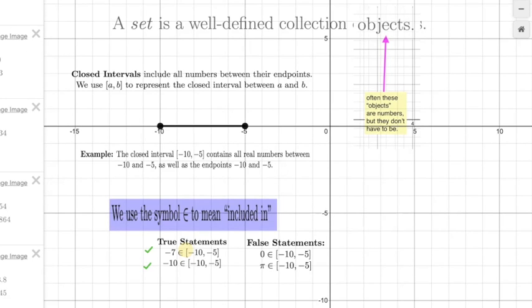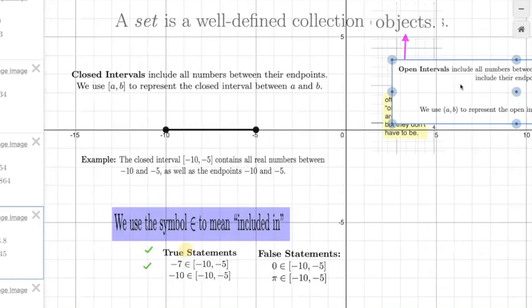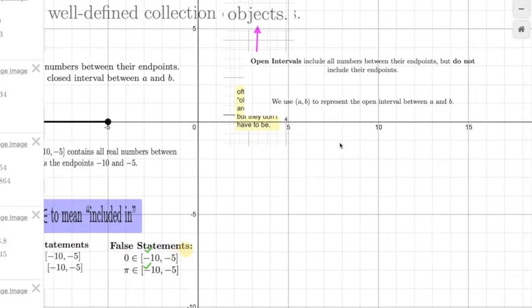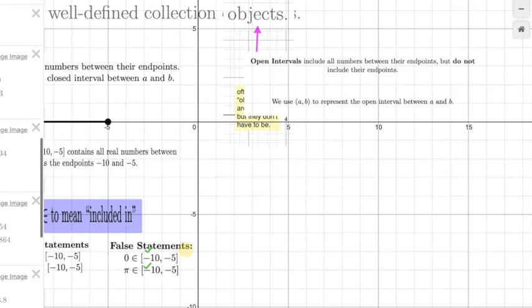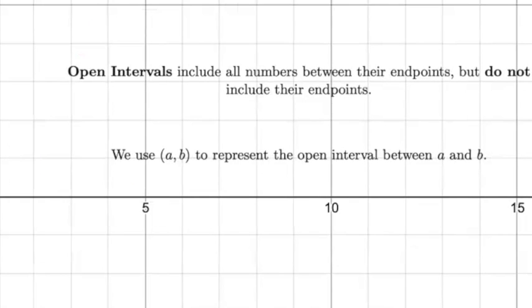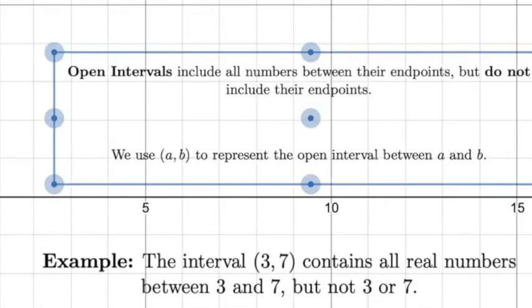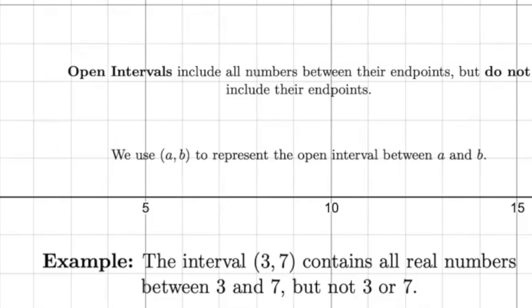Okay, then there's also the notion of an open interval. Open intervals include all of the numbers between their endpoints, but they don't include their endpoints. So this is where you're going to see open circles to indicate something is not included. For instance, the open interval 3, 7 contains all numbers between 3 and 7, but it does not contain 3 or 7.